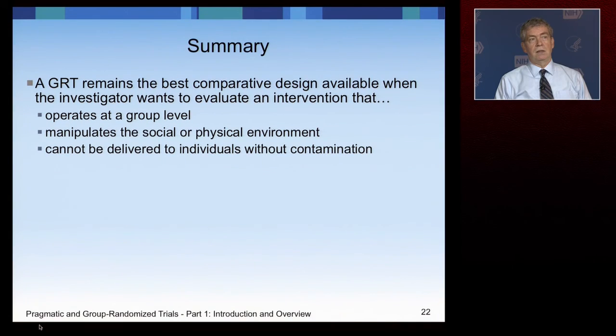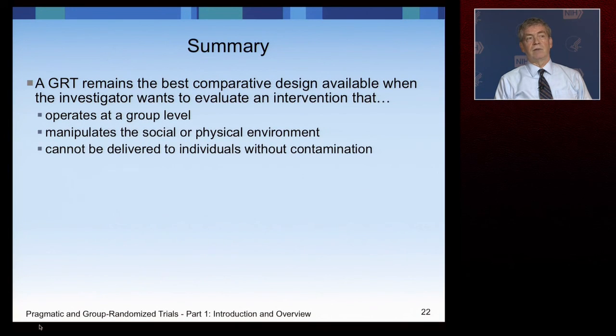So in summary, a group randomized trial is the best comparative design available when the investigator wants to evaluate an intervention that meets one of several conditions. So you could have an intervention that operates at a group level. That is, the people need to interact with one another in order to have the intervention effect that you hope to have. And there are many interventions like that, many group-based interventions where the discussion, the interaction among the participants is critical to the theoretical processes that underlie the intervention.